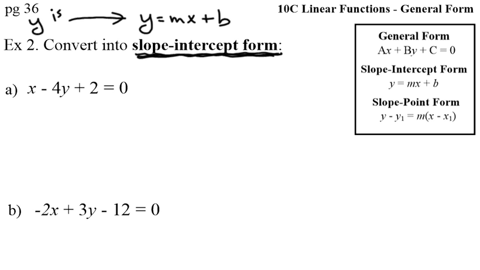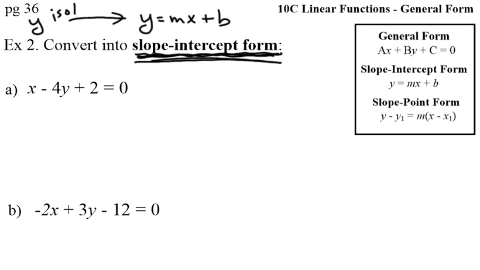Y is isolated. That's what it's about. So here, first of all, my question is, do we even have proper general form? Well, we have no fractions. This x, we could say, has a coefficient of 1, so we have no fractions. The x term is positive, and everything's on one side. So that's a great example of general form. But general form doesn't tell me anything. I want it in slope-intercept form.